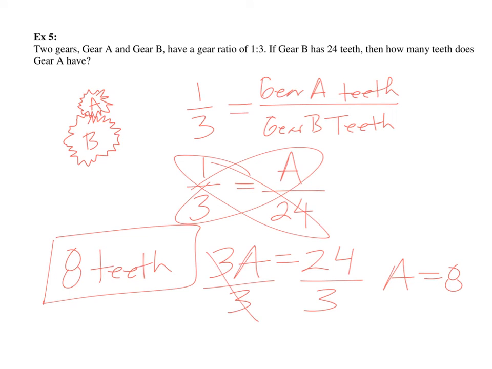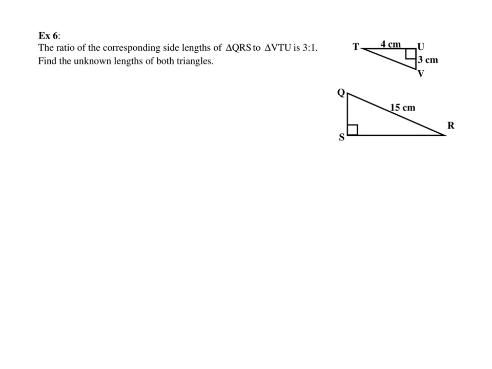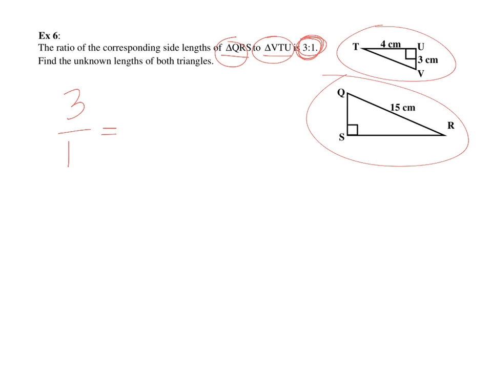All right, going on to the next problem. So for example 6, it says the ratio of the corresponding side lengths of triangle QRS to triangle VTU is 3 to 1. This is the key piece of information here. So find the unknown lengths of both triangles. Okay, the key ratio is 3 to 1. We're going from QRS to VTU, the big triangle to the small triangle. So I have QR for the big triangle, that's the hypotenuse, but I don't have it for the small triangle, that's TV.